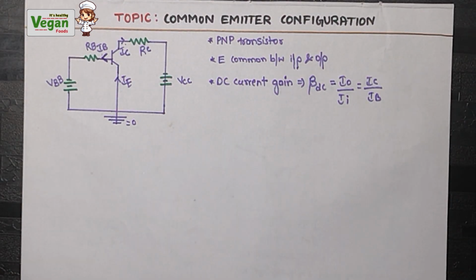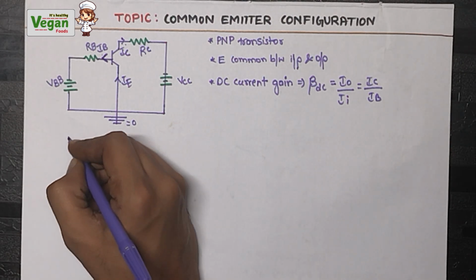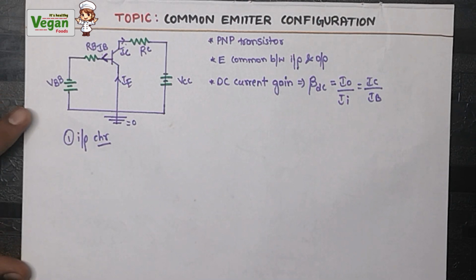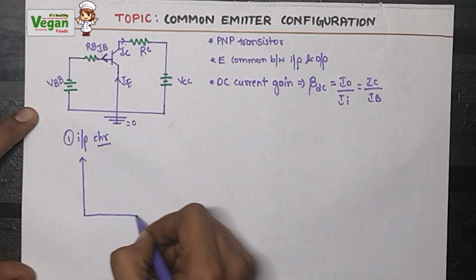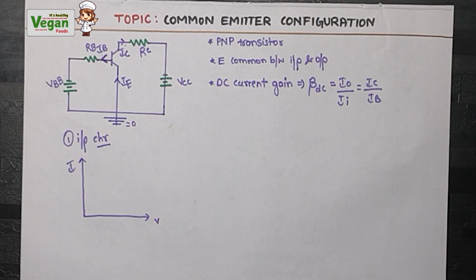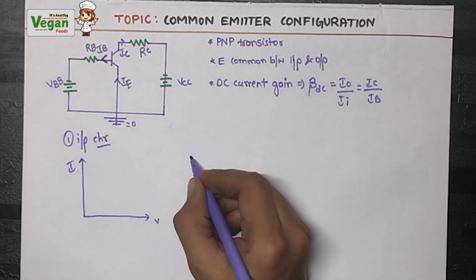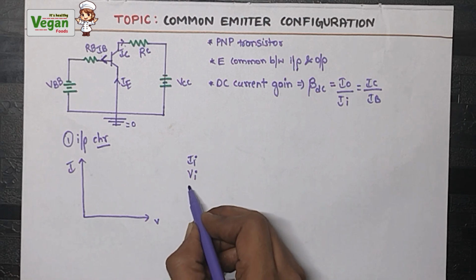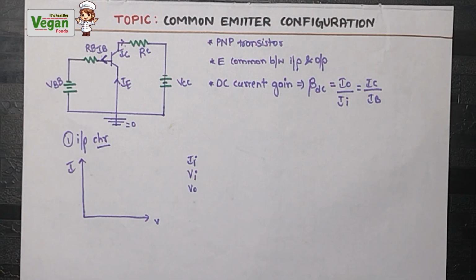Now let us discuss the input characteristics and output characteristics graphs. First one, the input characteristic graph. In the input characteristic graph, we plot current versus voltage. While plotting the input characteristic of the common emitter configuration, we must know the values of three important quantities: input current, input voltage and output voltage.